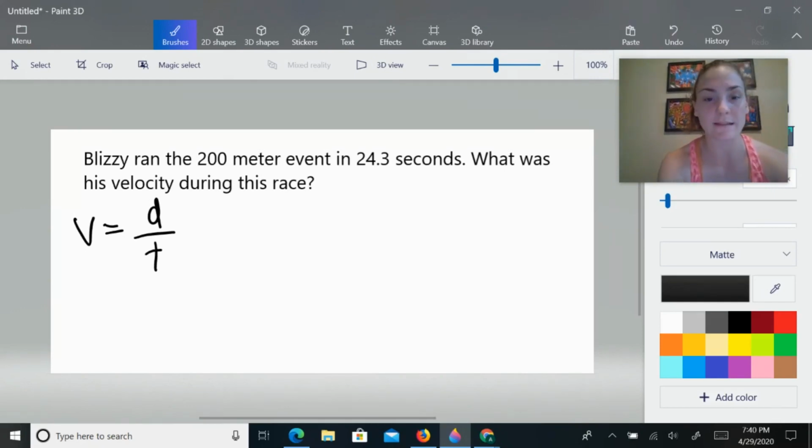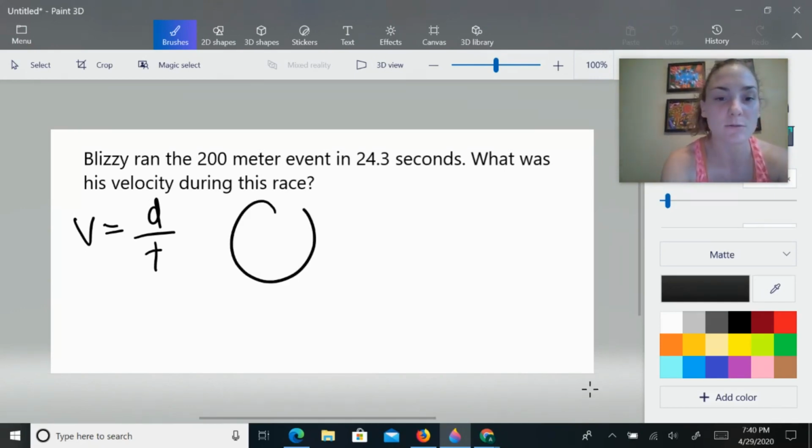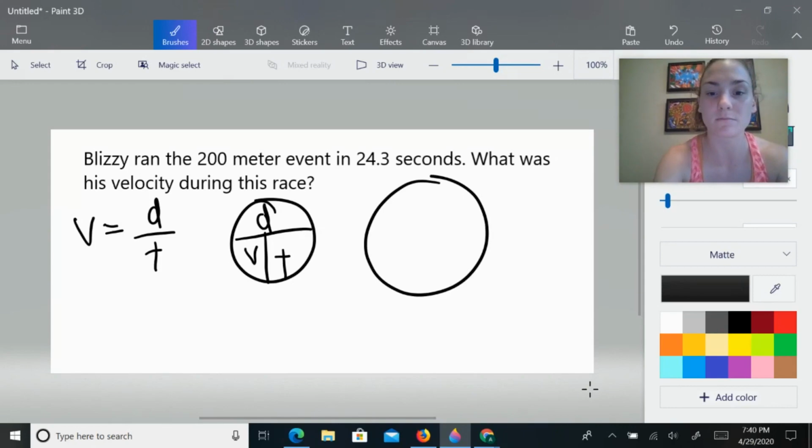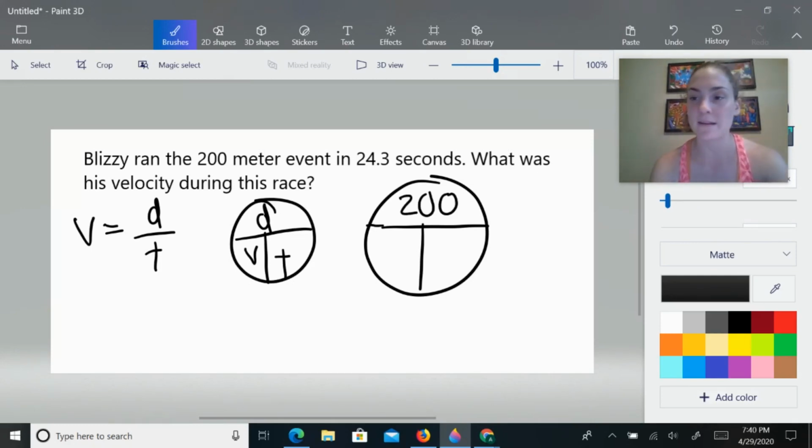I will draw this circle diagram for you. Distance is on top, time is on the bottom, velocity is in the other blank. Okay, now let's plug in our numbers. So the distance here is going to be 200 meters. That's how far he runs. And the time it takes him to do that is 24.3 seconds, so that's time. So I'll put 24.3 in here.